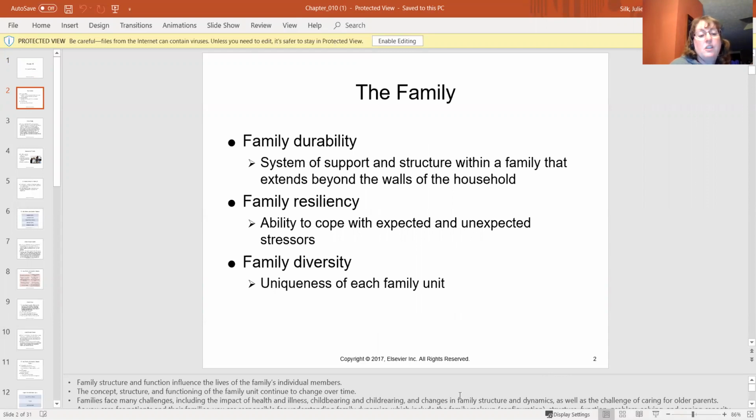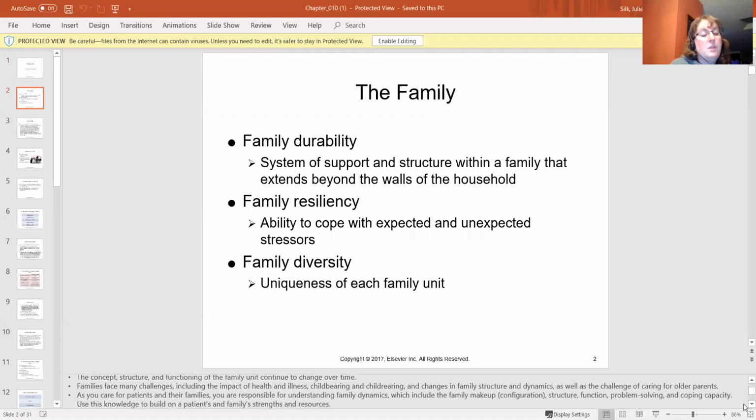Families face many challenges, including the impact of health and illness, childbearing and child rearing, and changes in family structure and dynamics, as well as the challenges of caring for older parents. As you care for patients and their families, you're responsible for understanding family dynamics, which includes how the family's made up, their structure, function, and problem solving and coping capacity. Use this knowledge to build on the patient's and family's strengths and resources.